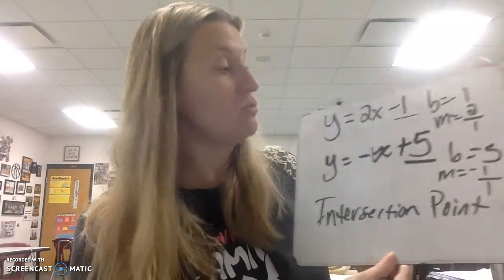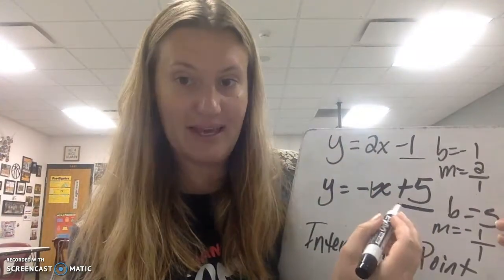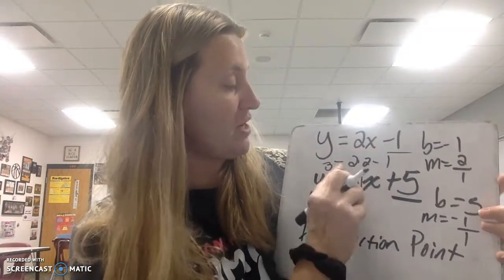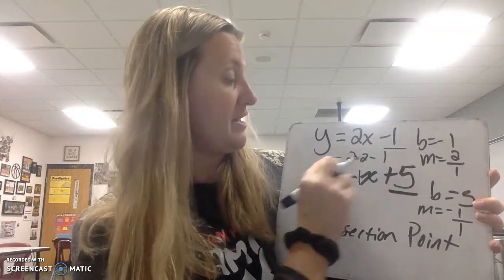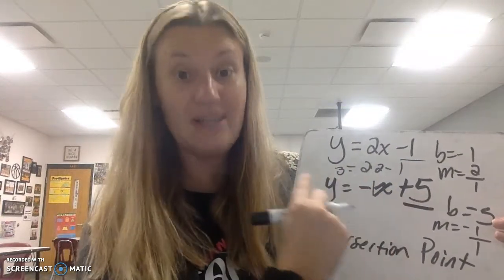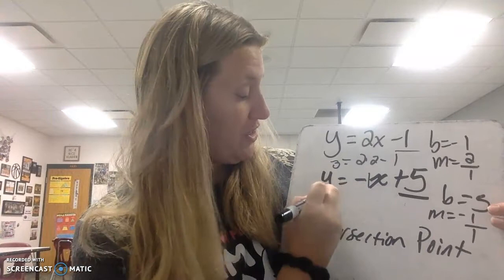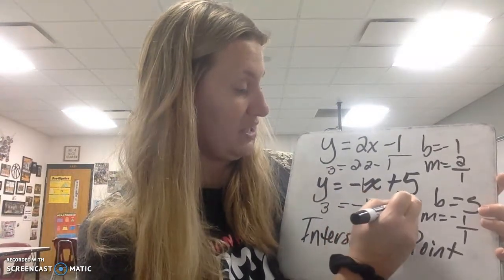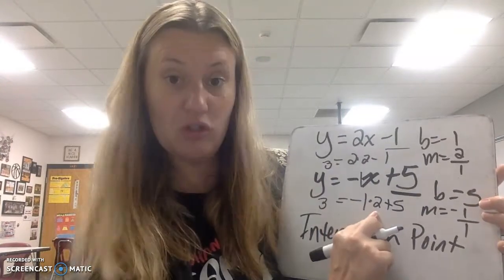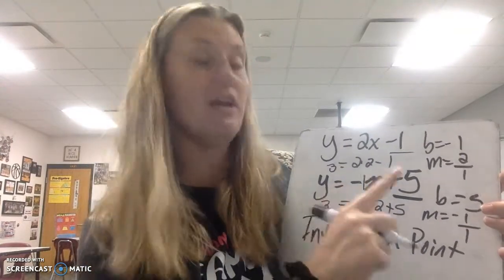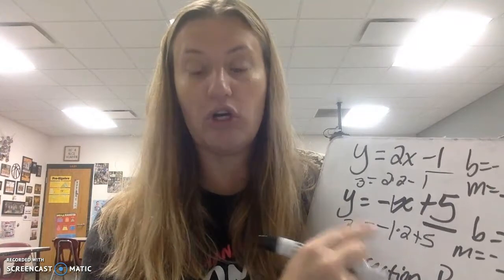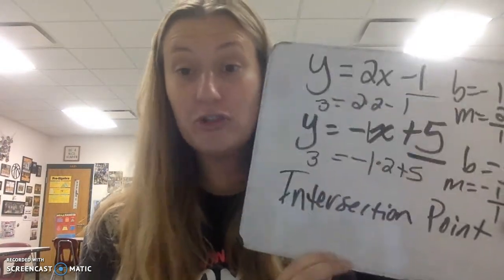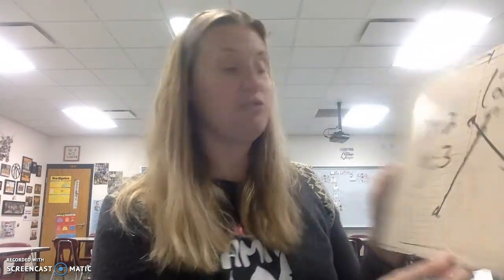So when x is 2 and y is 3, these are the same, and I can plug that in. I can do 3, 2 times 2 minus 1. 2 times 2 is 4, minus 1 is 3, so it works in that equation, but it does have to work in both equations. So 3, -1 times 2 plus 5. -1 times 2 is -2 plus 5 is 3. So when I check it, it does work in both equations. And so that's all you have to do. You have to graph your two lines and find the intersection point.